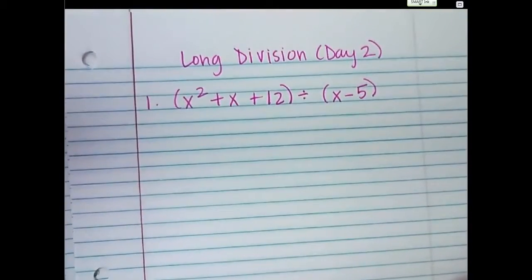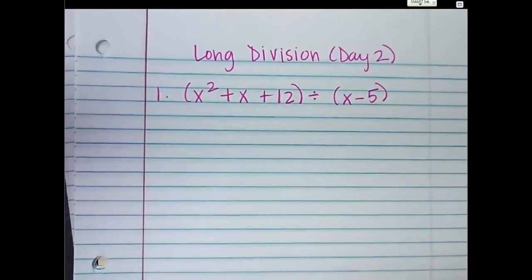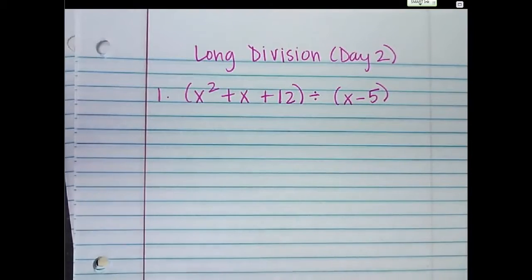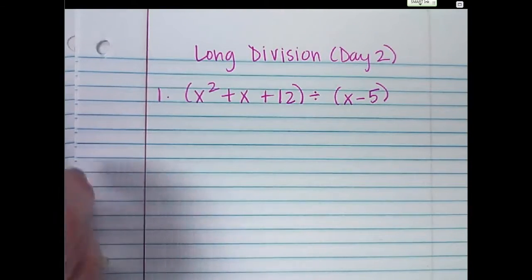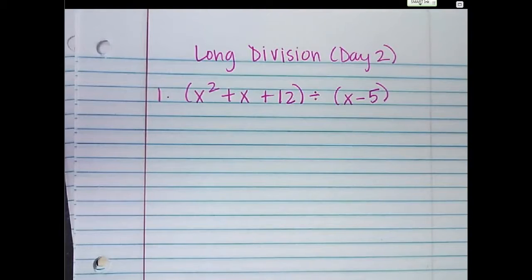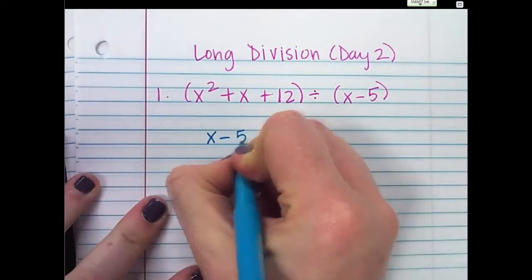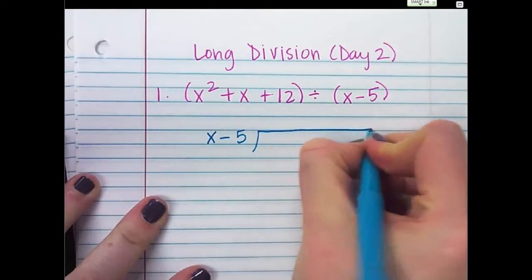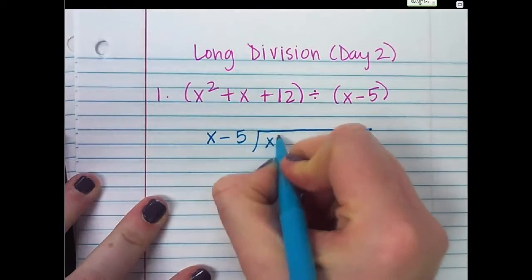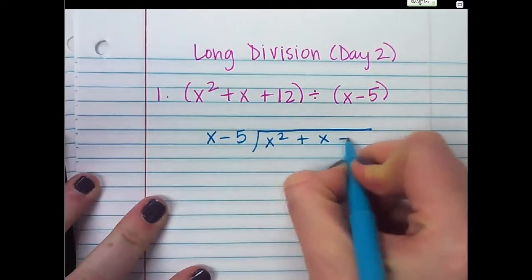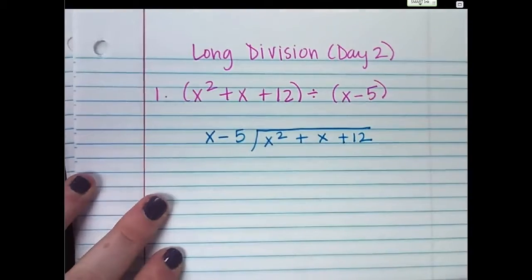Okay, so go ahead and set it up if you remember how yesterday, or look back at your notes. The difference today is, well, we're going to do a couple longer ones, but also the remainder will be 0. So I'm going to show you how you set that up. Was anyone not here yesterday? Okay, good. So you've all at least seen this. Okay, so x minus 5 goes on the outside, and then x squared plus x plus 12 on the inside.